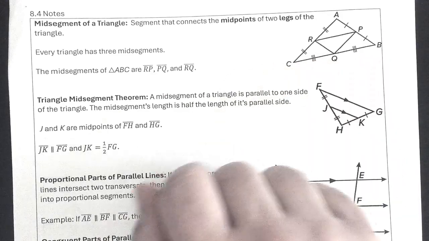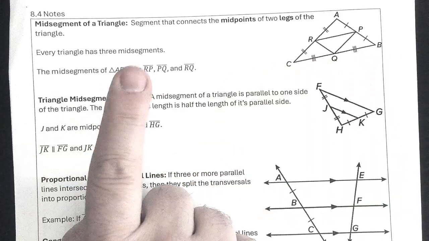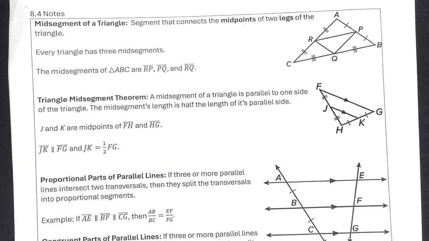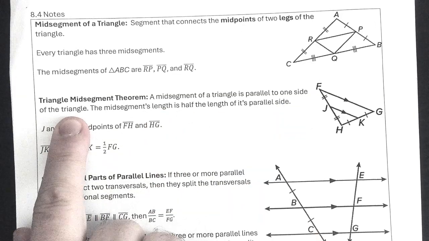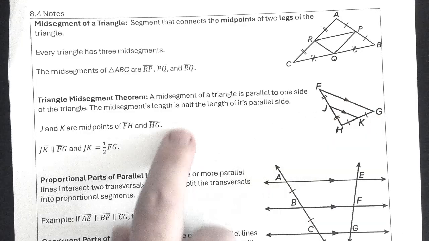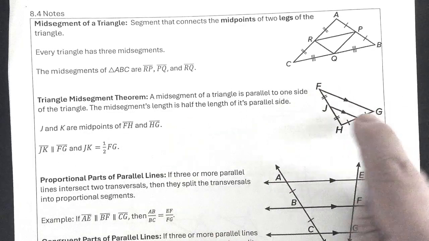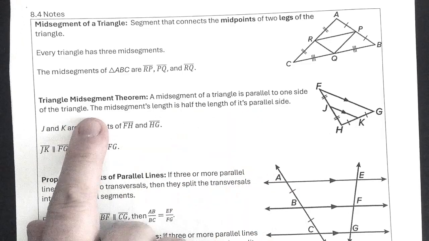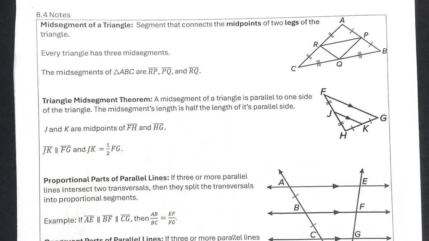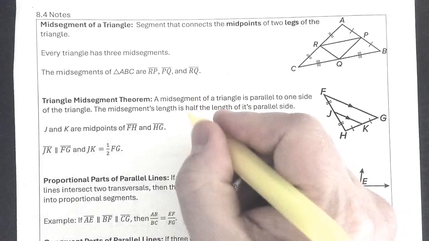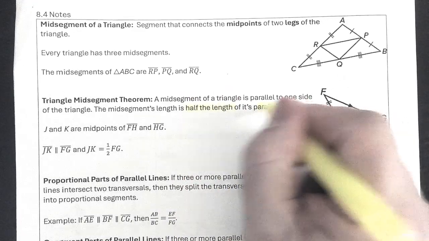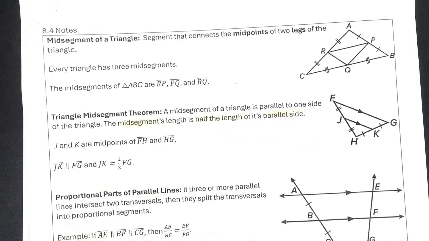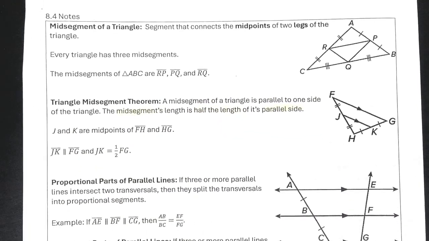All right, so triangle mid segment theorem. A mid segment of a triangle is parallel to one side of a triangle. So, like the mid segment here is going to be parallel to one side, or if it was this way, it would be parallel to that side. The mid segment's length, okay, this is the important part, is half the length of its parallel side.